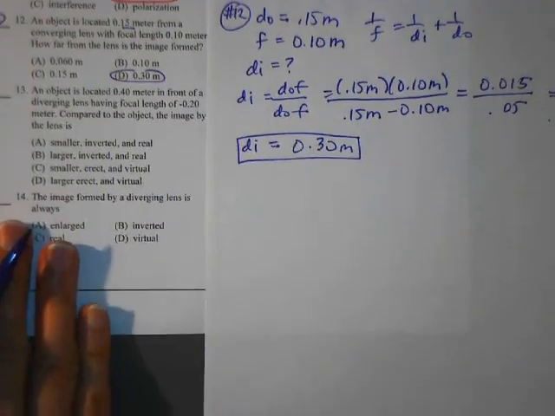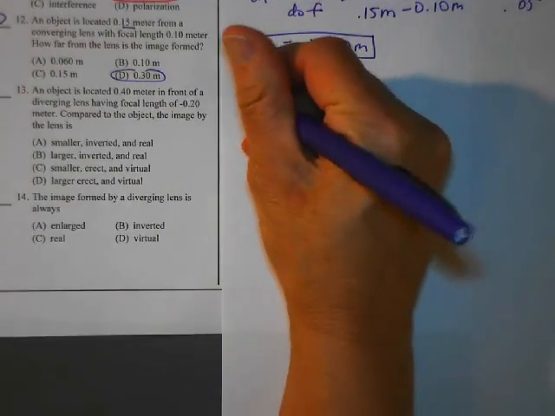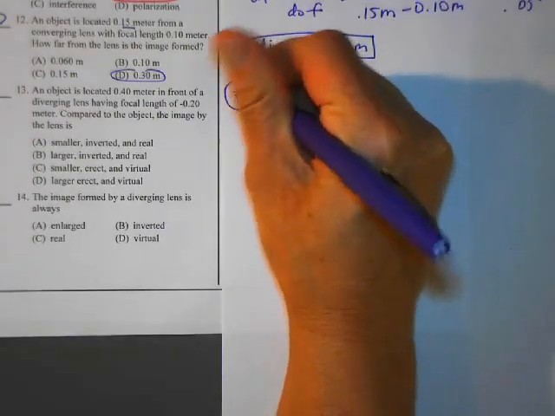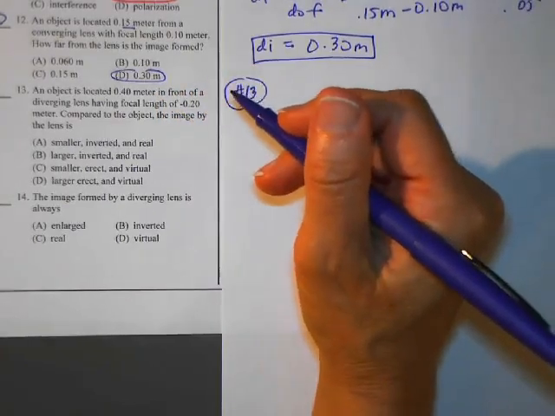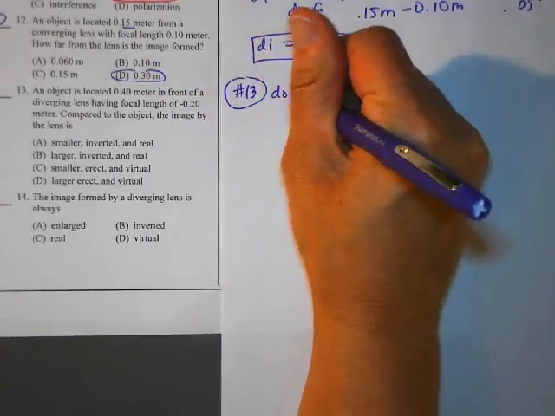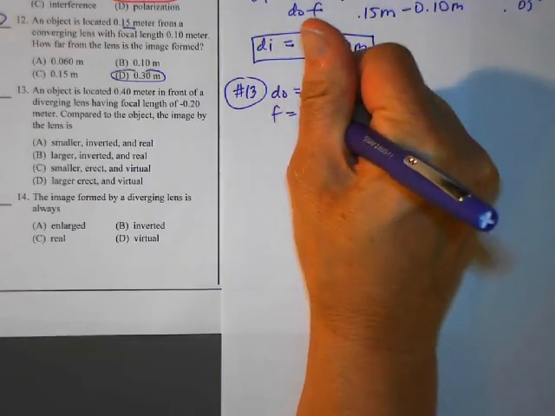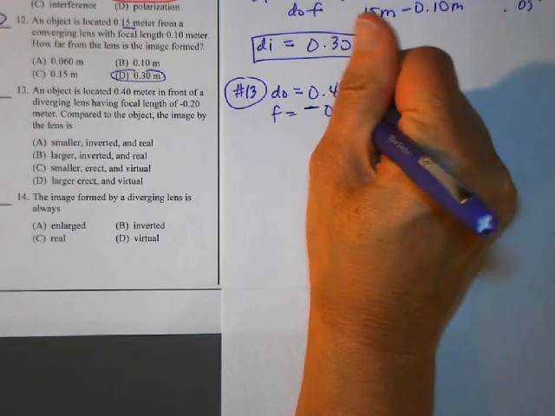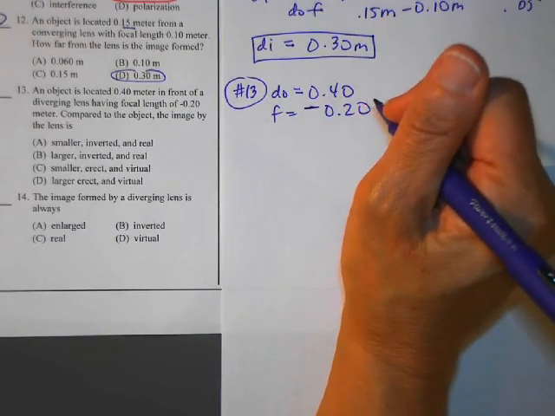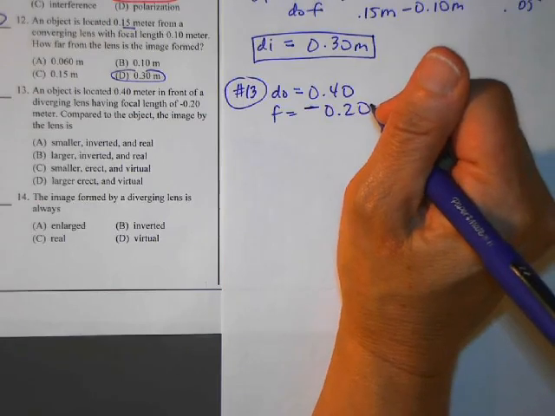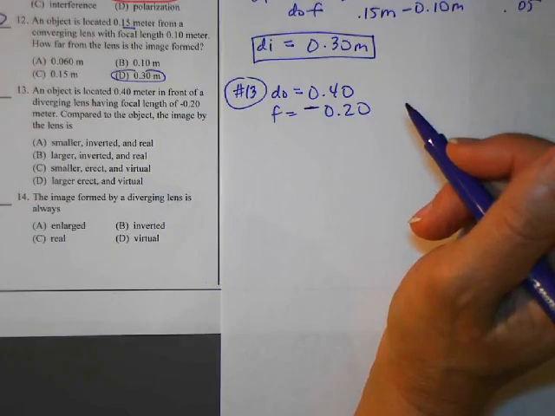All right, number 13, it says an object is located. So again, we want to write down our information. It's 0.4 meters in front of a lens. So that's the distance of the object. The focal length they're already telling you is negative 0.20. And now it's asking you, compared to the object, the image of the lens, and it's like, how are you supposed to do all this? So we're still going to do the math.